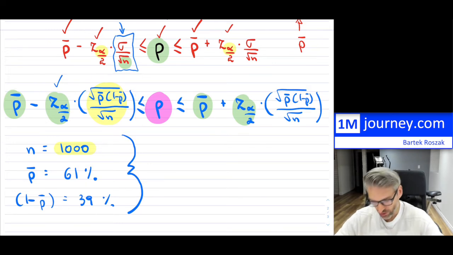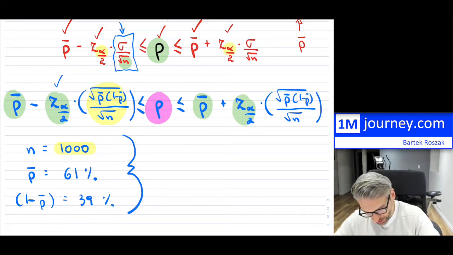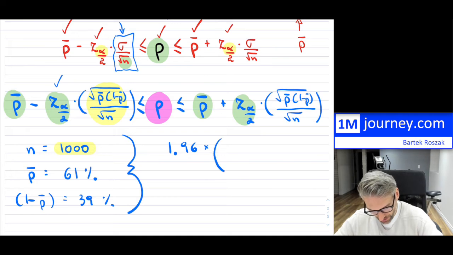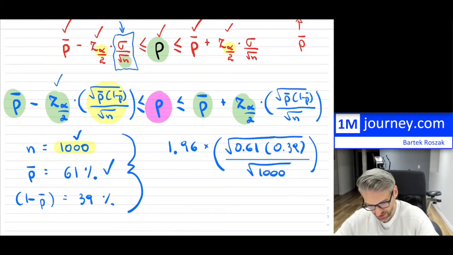So my z-score for a 95% confidence level, we've done that in the previous videos, so I'm not going to repeat that again, but that z-score was approximately 1.96. Now you're going to be multiplying it by the square root of p times 1 minus p, as a decimal, so this is going to be 0.39. And then you divide by the square root of how big your sample size was.